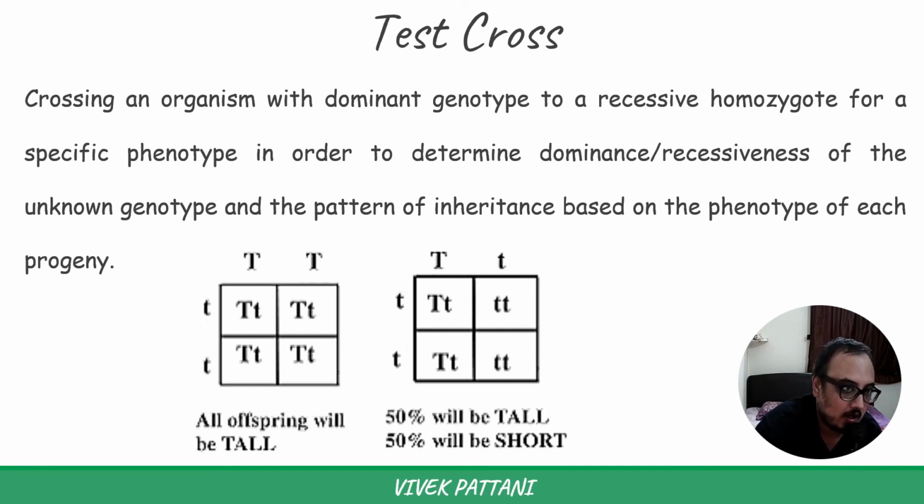The accuracy of the Testcross results will therefore depend on the availability of a large statistical sample. And crossing an organism with a dominant genotype to a recessive homozygote for a specific phenotype is done in order to determine the dominance and recessiveness of the unknown genotype, and the pattern of inheritance is purely based on the phenotype of each progeny. These are the examples of a Testcross.